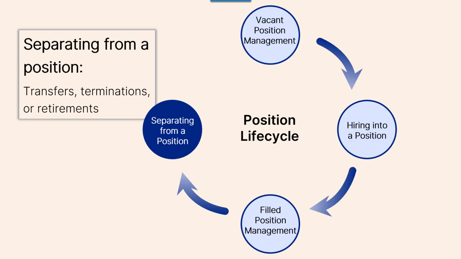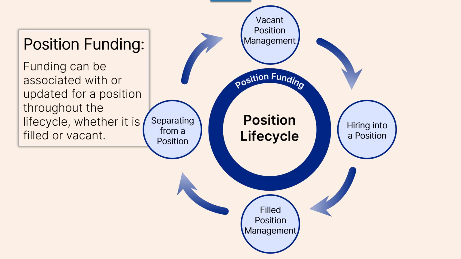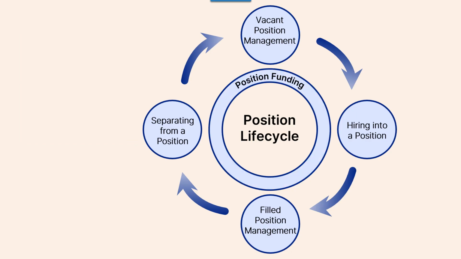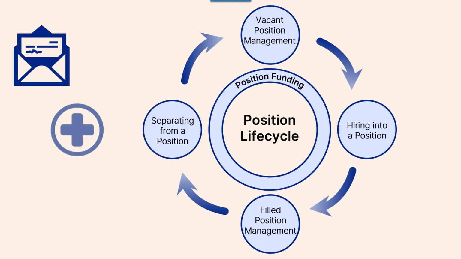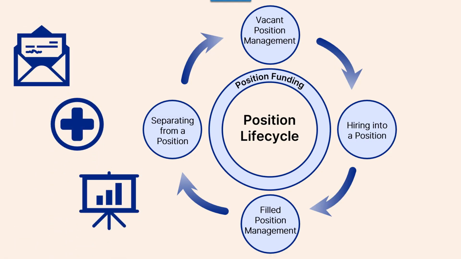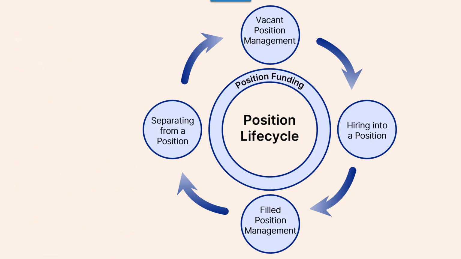Separating from a position. Eventually, the employee may transfer, terminate, or retire, which may make the position vacant again, ready to be updated, reused, or inactivated as needed, starting the cycle again. Position funding is ongoing. Funding can be associated with or updated for a position throughout the life cycle, whether it is filled or vacant. Because position data impacts payroll, benefits, and reporting, understanding how each stage connects helps avoid downstream issues like funding errors and ensures more accurate system data.